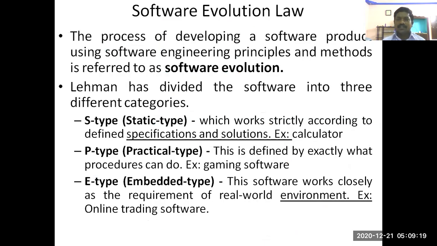Software evolution: the process of developing a software product using software engineering principles and methods is referred to as software evolution. Lehman has divided software into three different categories: S-type, static type software; P-type, practical type software; and E-type, embedded type software.